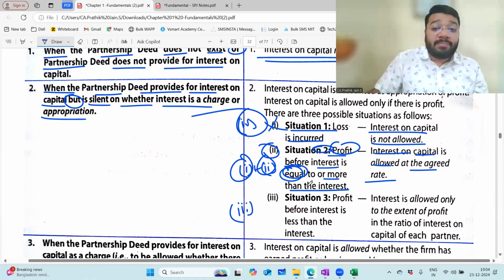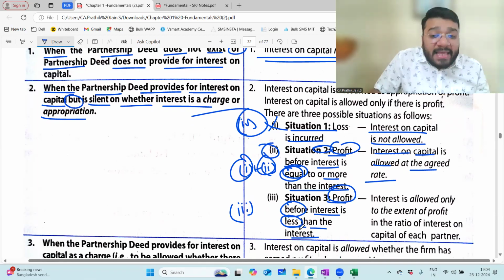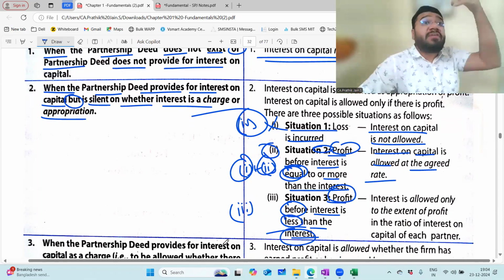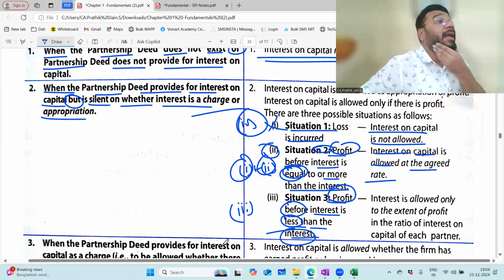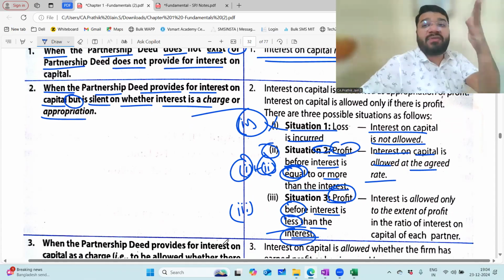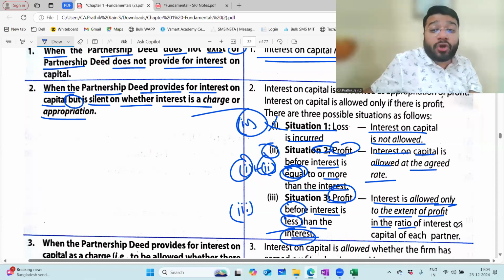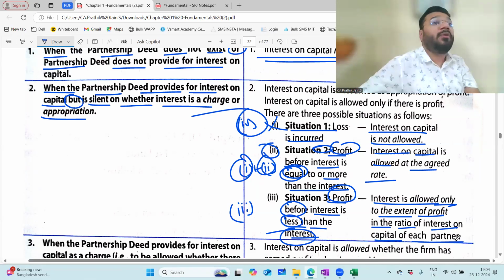What is case 3? So profit before interest is less than the interest. In other words, the net profit is less than the interest. I don't have sufficient profit to pay the interest on capital. The 2 people to whom I have to pay interest, but I don't have the sufficient profit. So what they said, interest is allowed only to the extent of profit in the ratio of interest on capital of each partner. Now this is where people are getting confused.